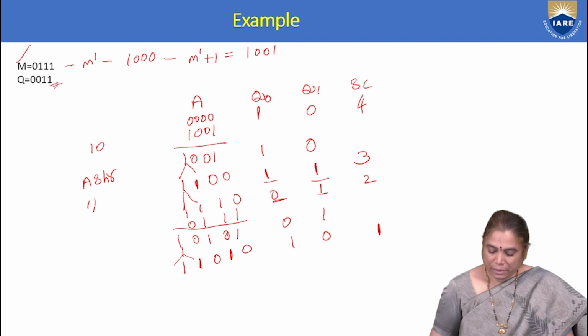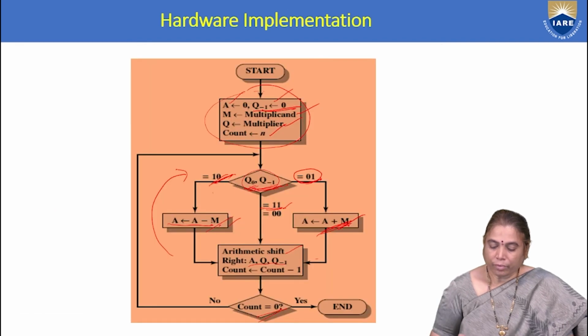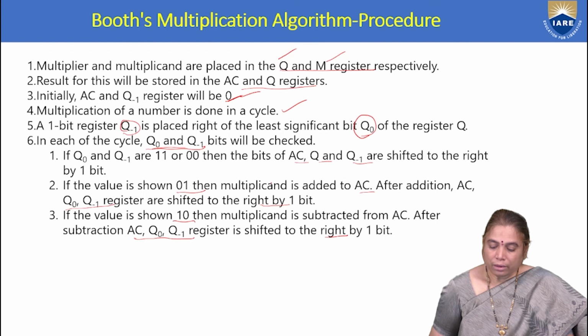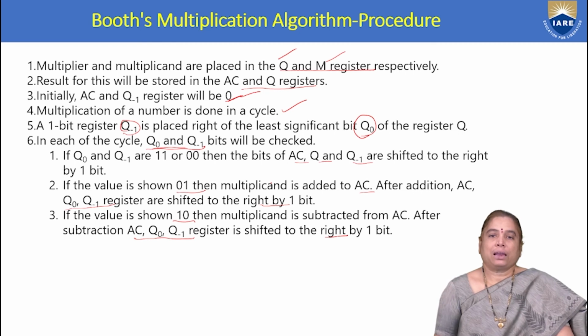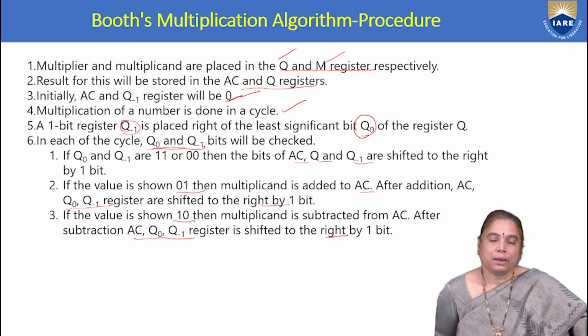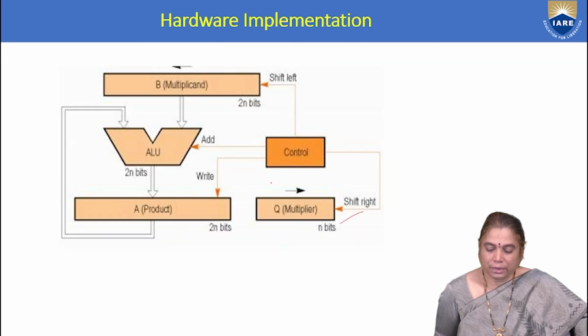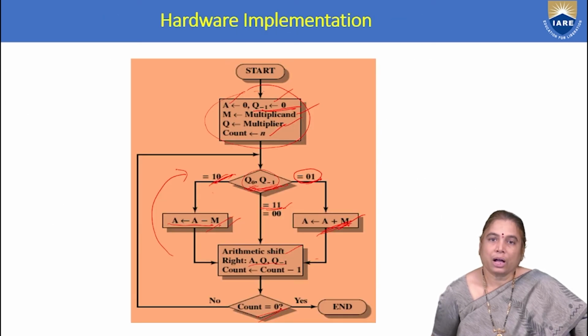So in this way, by checking the Q0 bit as well as the Q1 bit, the 4 possible combinations have to be checked and validated. Depending upon that, if it contains the value 0 0 or 1 1, the same sign can be there for the multiplier and multiplicand. At this moment the arithmetic shift right operation can be performed and the counter value can be decremented by 1.